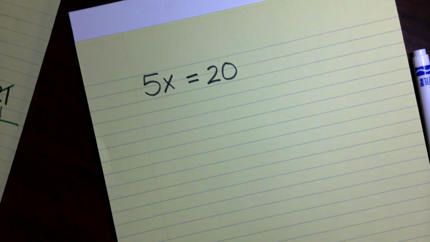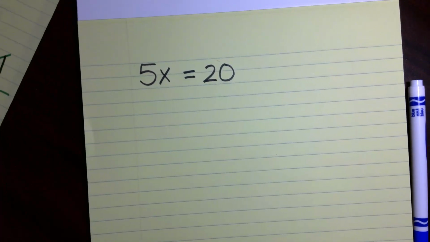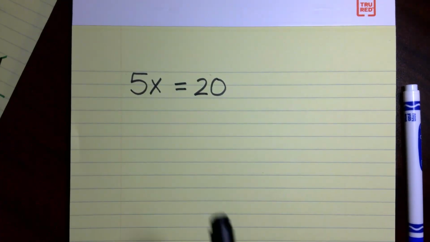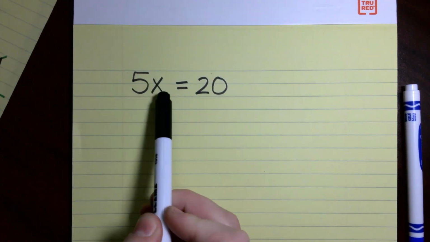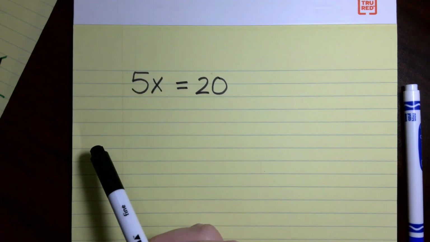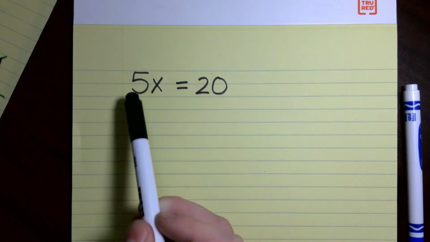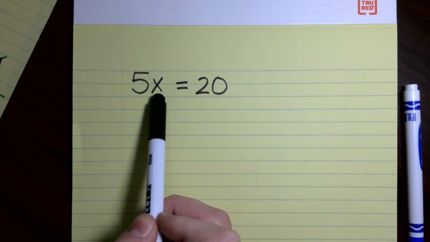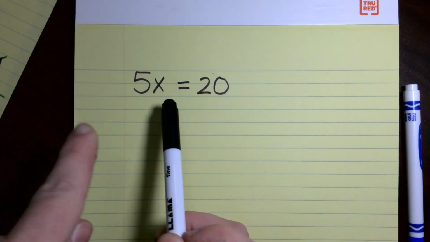What if we had 5x equals 20? First of all, when we have 5x, what operation is happening here? Do we know? 5 times 5. Ooh, so 5 times something. 5 times the number itself. Yes, okay. So we know we're doing multiplication here, right?